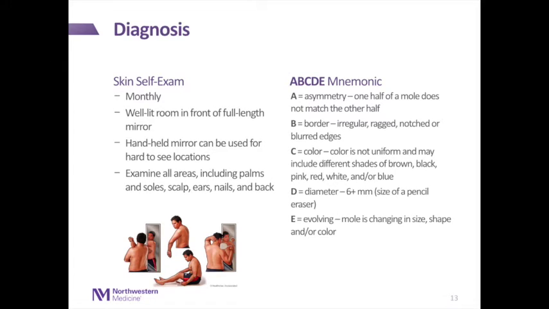C for color, if the color is not uniform and you can have different shades of black, brown, pink, red, white, and or blue. And D for diameter, if it's greater than 6 millimeters, which is the size of a pencil eraser. Or E for evolution or evolving, when the mole is changing in size, shape, and or color. So these are all kind of red flags for how to, at least for your self-exam, to identify moles that may be a little bit more concerning.